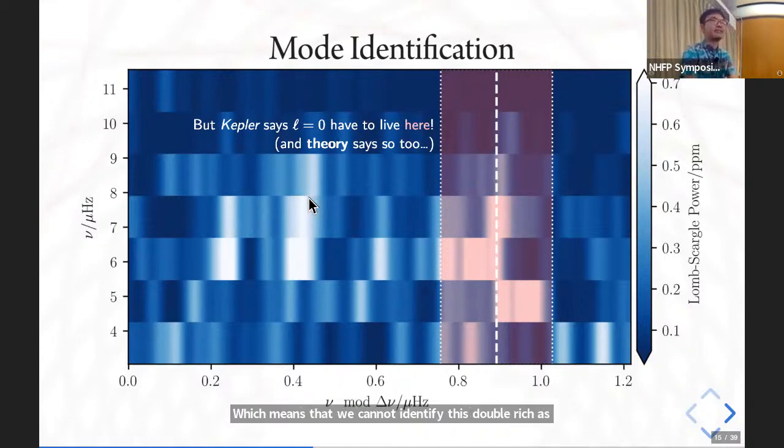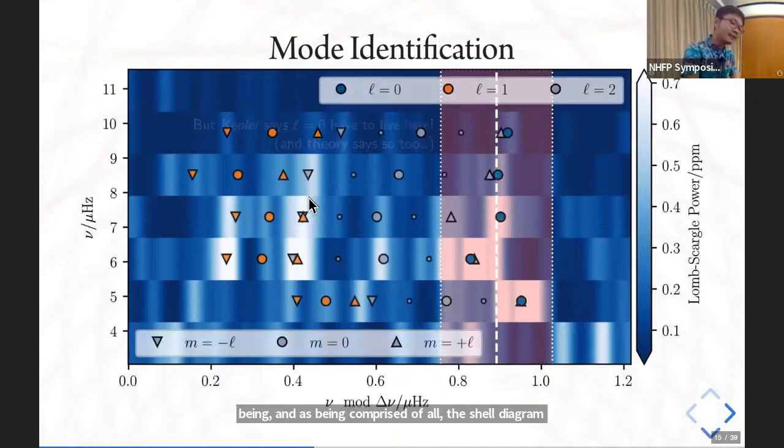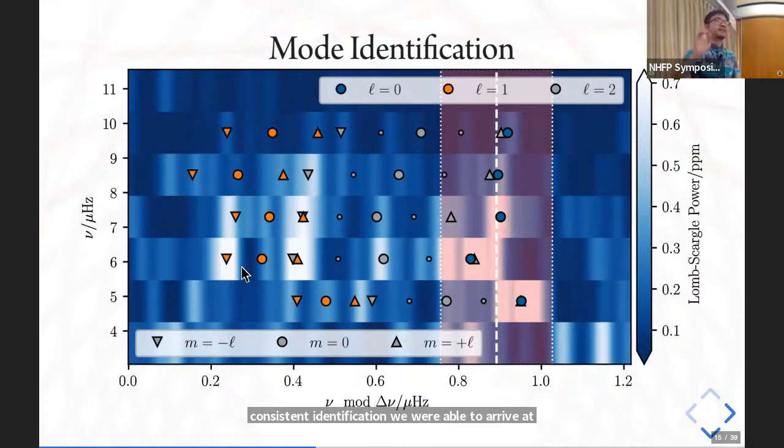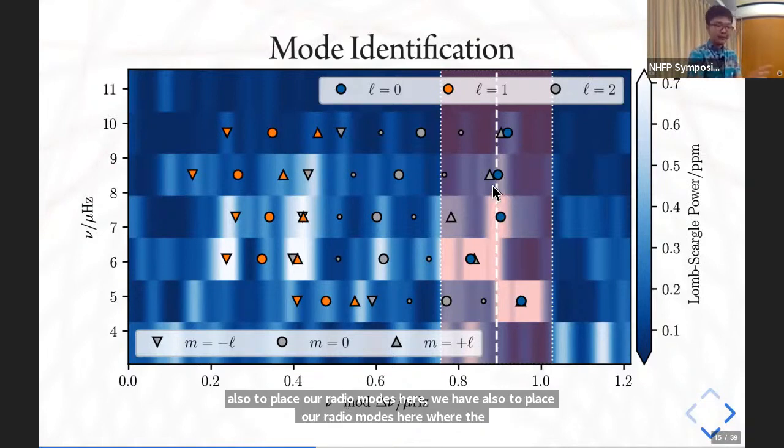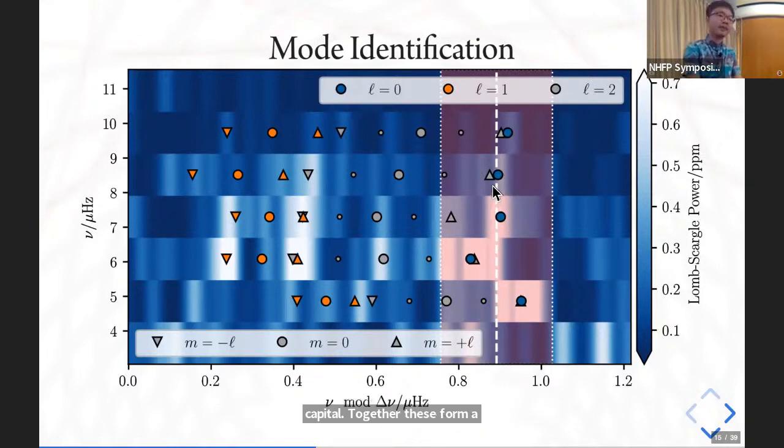So the only consistent identification we were able to arrive at requires us to assign to these double ridges an interpretation of being a set of dipole modes seen equator on. Having assigned such an interpretation to this double ridge feature, we have also to place our radial modes here, where the Kepler sample requires them to live. Together, these form a consistent mode identification of a star that is rotating relatively quickly at its surface and is also viewed equator on.